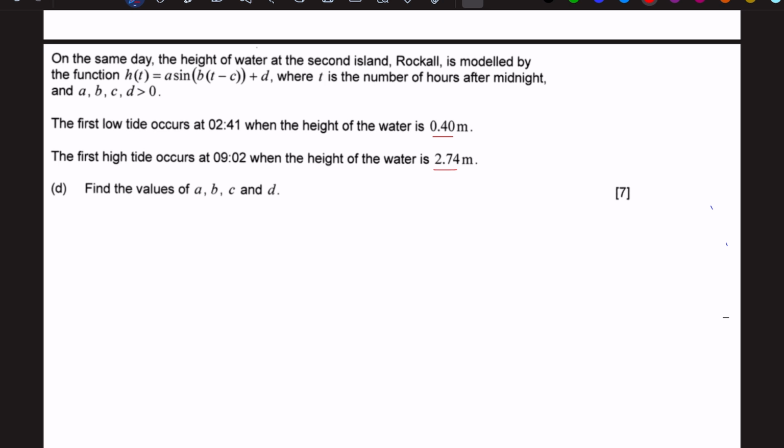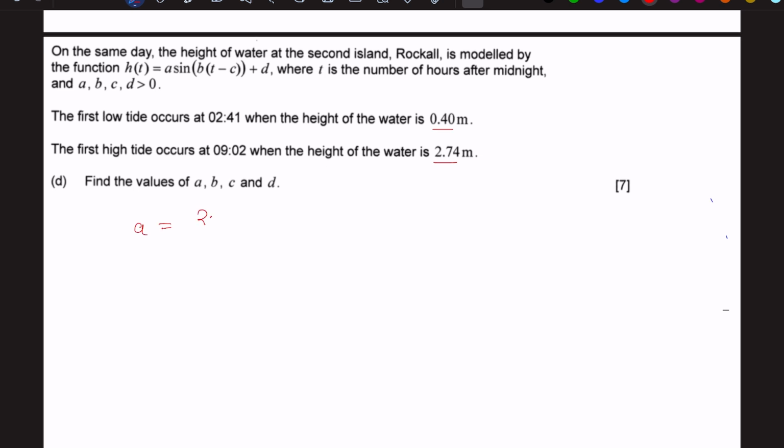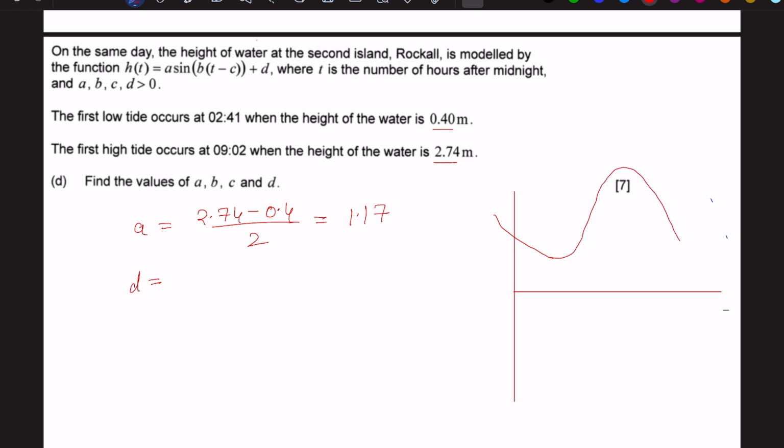Now to find the amplitude, this is basically your trough and crest. So you subtract them and divide by 2, you'll get the value of a. So a would be maximum height 2.74 minus minimum height, divided by 2. This on simplification will give you 1.17, right? Now D is basically, if I draw a regular curve here, this is an approximate curve, right? And let's say this is your middle value. So this value is A, let's say this value is P and this value is Q.